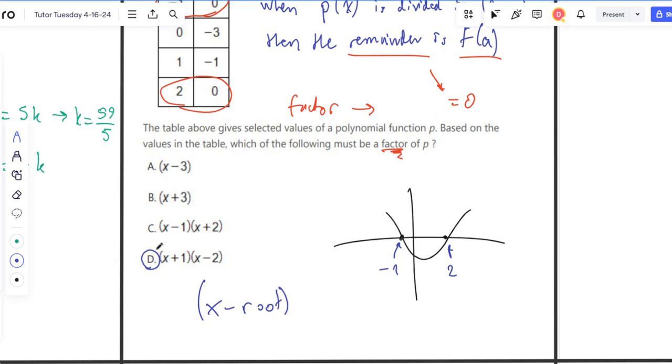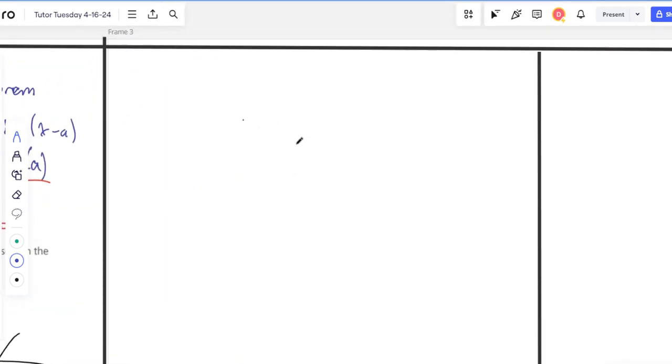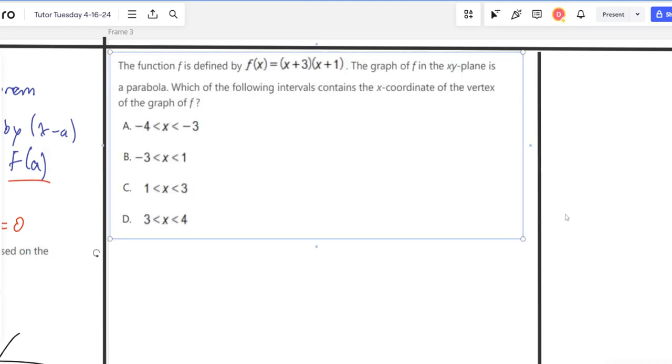Let's do a different one. Let's do a quadratic equation. It's a function defined by that equation. The graph is a parabola. Which of the following intervals contains the x-coordinate of the vertex of the graph of f? What do you guys think?